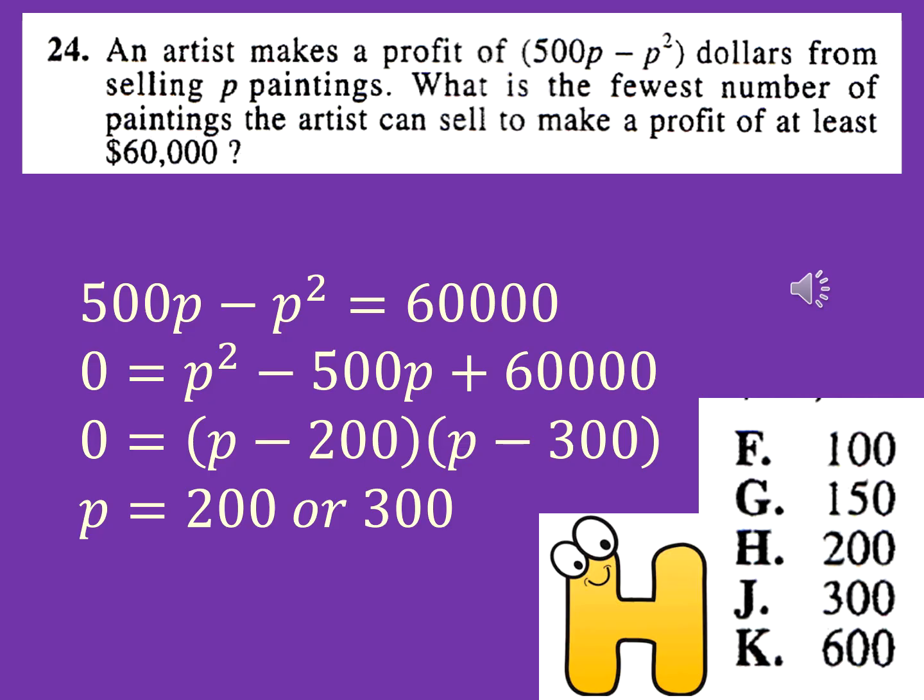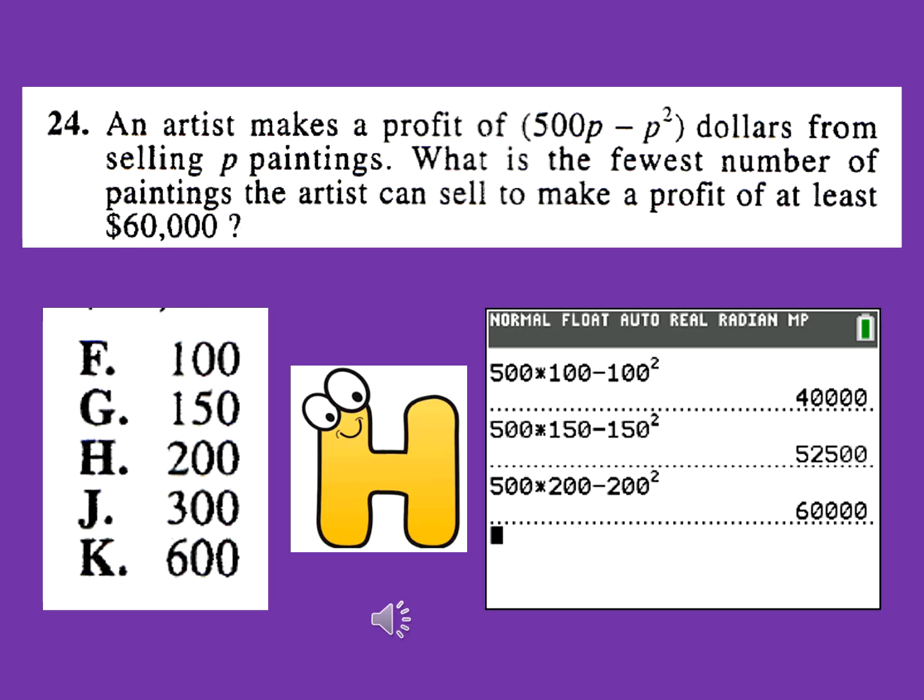I end up getting p minus 200, p minus 300. The possible answers would be 200 or 300. The smaller of those is 200, and so that would be the answer. Now, I know most of the students I teach hate factoring and honestly aren't real good at it. And so there's some other ways you could do this too.